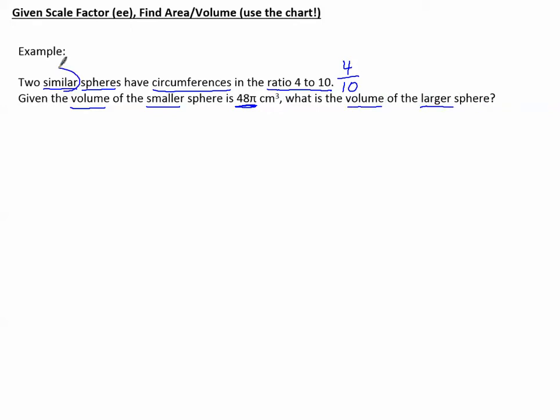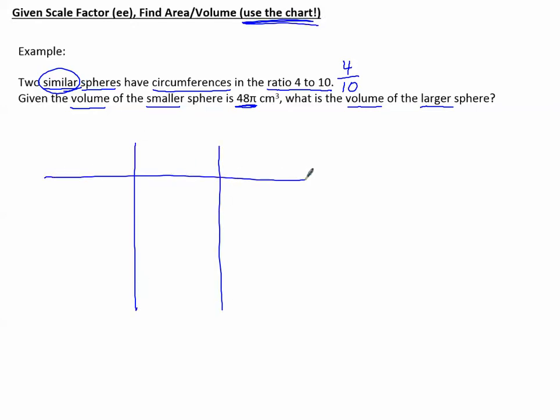Anytime we see similar, let's think of making the chart. So straight away, I'm going to make the a squared v cubed chart. Notice they gave me a ratio. That ratio is for the circumferences. Does that say the word area or volume? No, it doesn't. So this goes in the EE column.